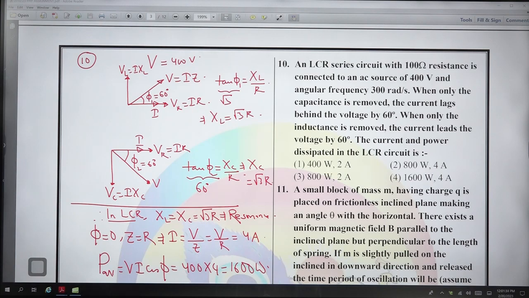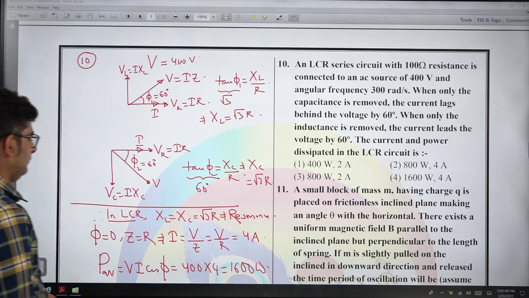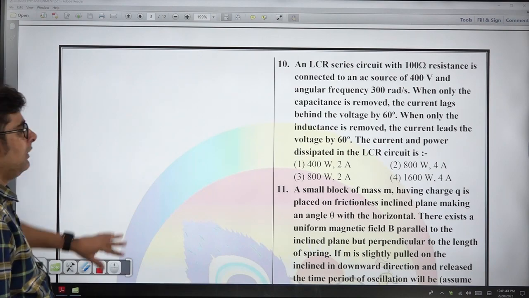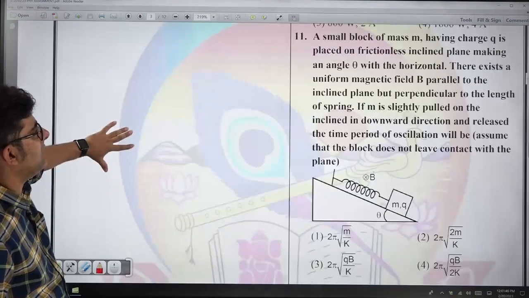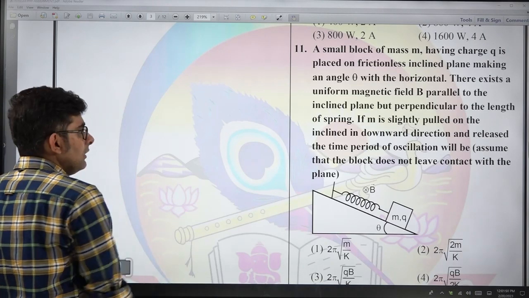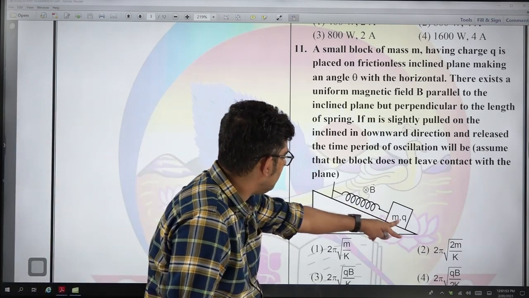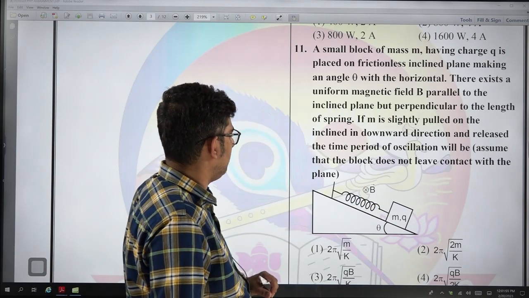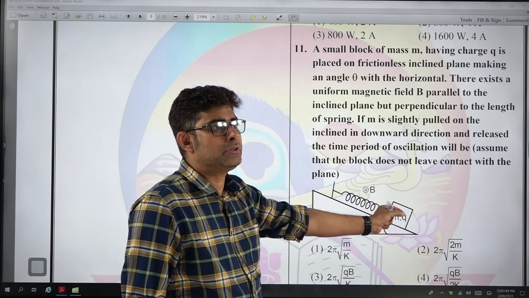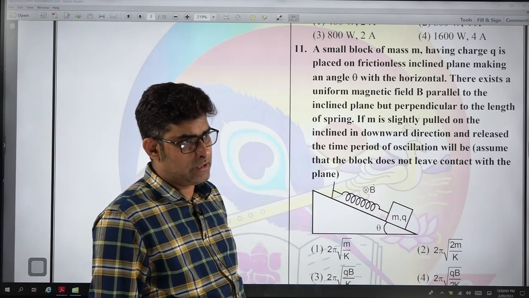Next we have question number 11. Okay, let's see what they are saying in question number 11. A small block of mass m, spring is there, it has charge, there is a magnetic field also. Now what you can see is, if m is slightly pushed and released, the time period of oscillation will be.